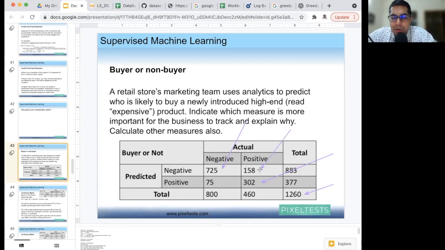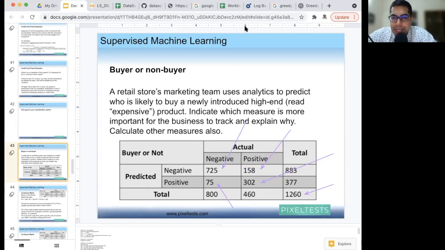So can anybody tell me what 158 is? 158 was the people I thought would never purchase, but they actually went ahead and purchased. And 75, I predicted they would purchase and they never purchased, right? And this 158 is, I predicted they would not purchase and they went ahead and purchased.